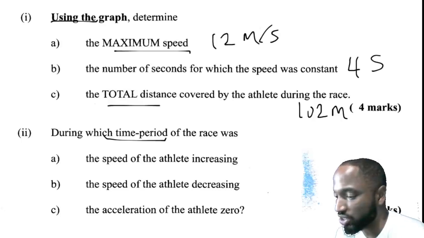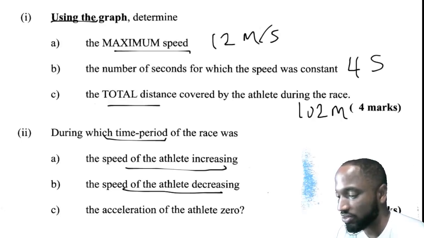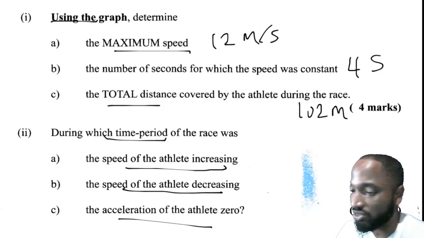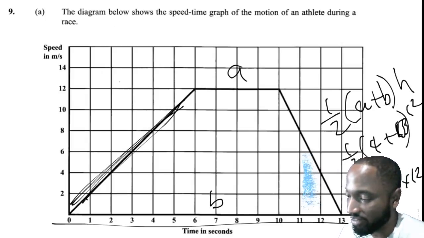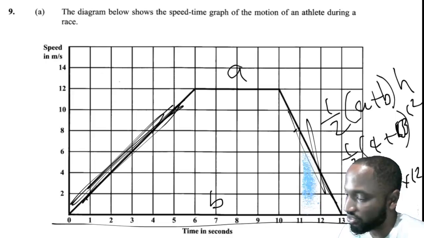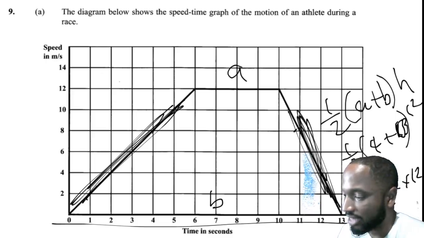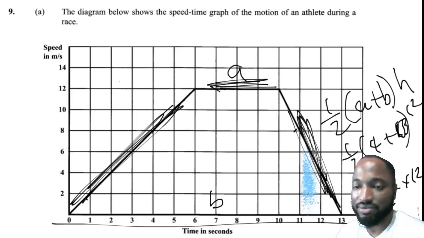They're asking you during which time the speed of the athlete was increasing, during which time the speed of the athlete was decreasing, and when the acceleration was 0. Well, his speed is increasing here, his speed is decreasing here, and his acceleration is 0 here. So that's very, very simple there.